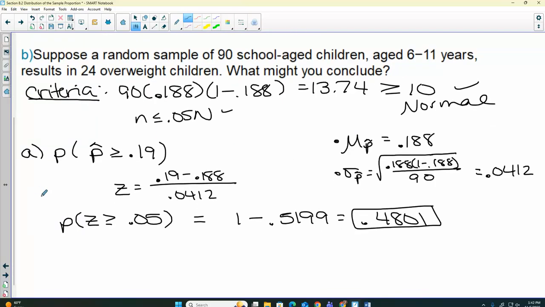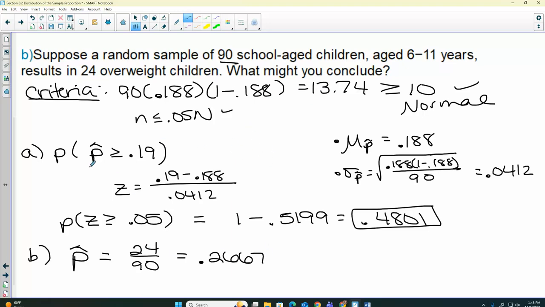Are we okay with that one? Part B. Same scenario, we have our 90 children, and the result is 24 that were overweight. What might we conclude? Let's find our point estimate. We're talking about p's, so we need a proportion. If 24 were overweight, how would I get my p hat? That gives me 0.2667.